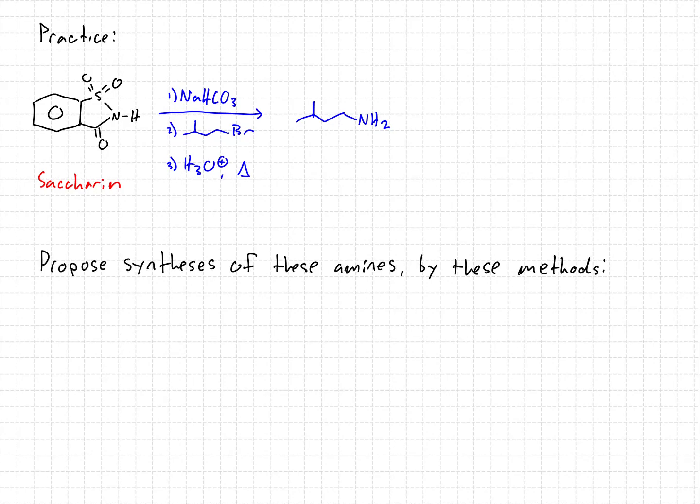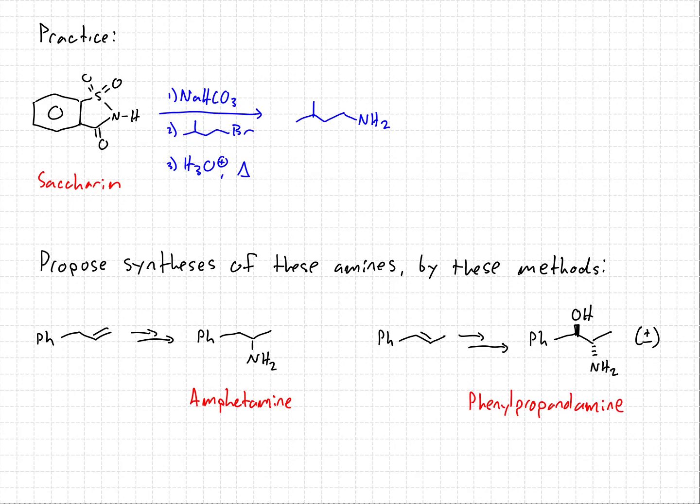For further practice, propose syntheses of these amines by these methods. So show me how to make amphetamine starting from an alkene, and phenylpropanolamine also starting from an alkene. Use either sodium azide or potassium phthalimide as the source of your nitrogen atom. I'm not going to be discussing the solved syntheses of these compounds. This would be an excellent question to ask me during class. Next, we'll move on to talking about a better synthesis of more highly substituted amines, reductive amination.